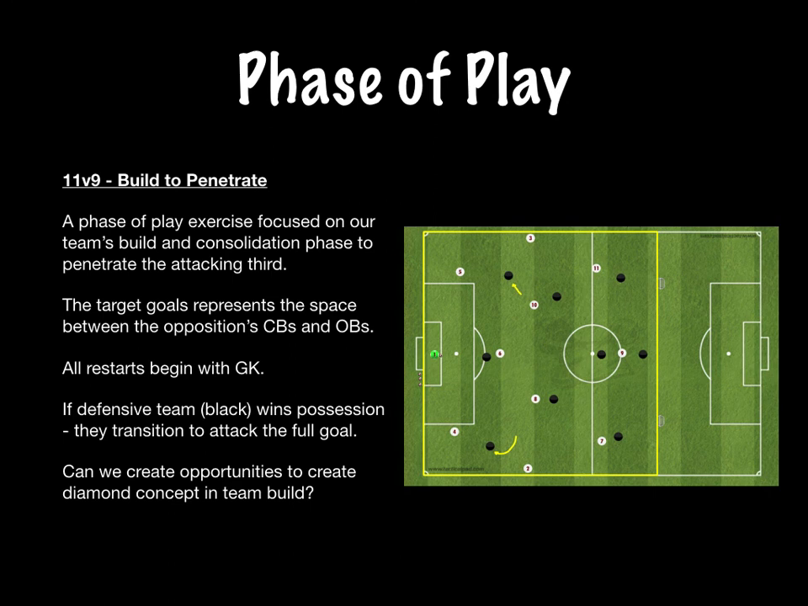Oftentimes, I'll even play a 5v5 with 2 goals and with targets that need to be used in the build-up. Again, it's a different way to create the same idea of this diamond shape, using our center backs, our outside backs, our center mids, and our wingers or our nines coming back in.